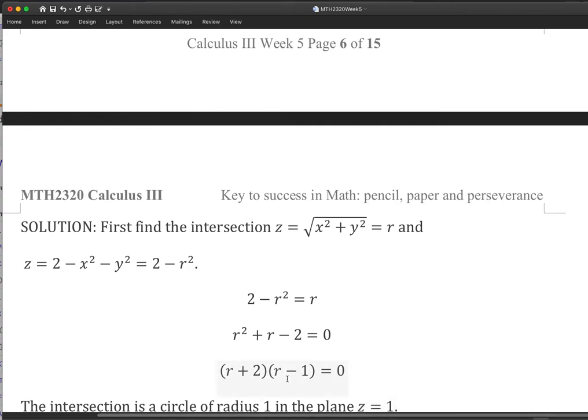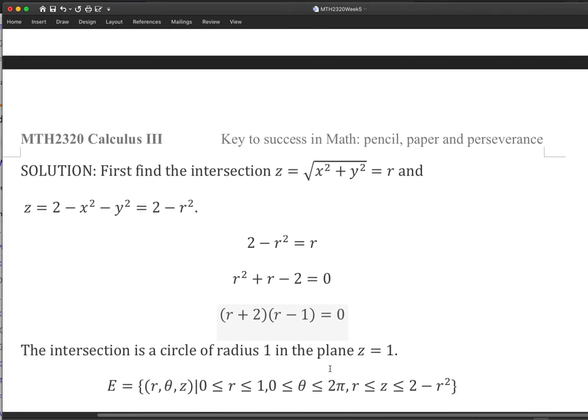r equals 1, and certainly if you insist, r could be negative 2, but we consider r as a distance, so r is not negative at all. We only have r equals 1 as the solution of the intersection equation. r is a radius. r equals 1 simply means it's a circle. And because z is the square root of x squared plus y squared, which is r, it is 1. So the intersection is a circle of radius 1 in the plane z equals 1.